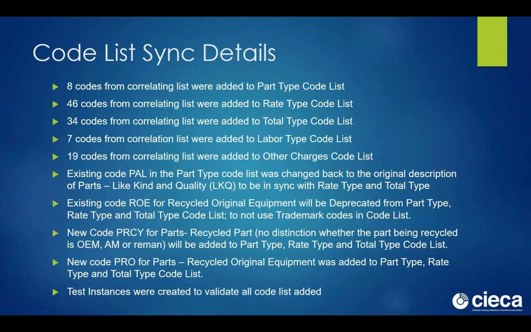The existing code ROE for recycled original equipment is going to be deprecated, and the decision is not to use trademark codes in the code list in future. The new code PRCY for recycled parts will be added to the part type, rate type, and total type code lists. You see now we're going to get away from having to do this effort again because we put it in all the lists at the same time. And similarly, we did that for a new code, PRO, parts recycled original equipment, added to all those lists.